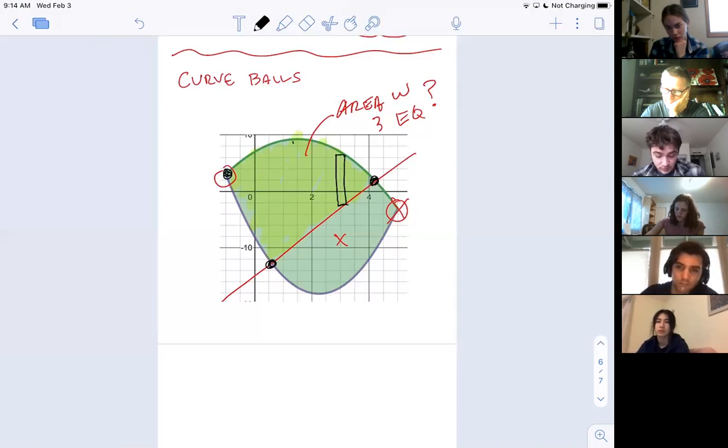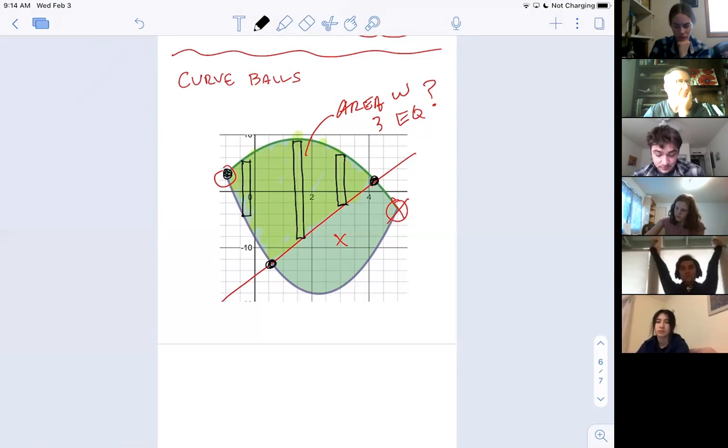I'm thinking it would still work. It would just be a little bit more complicated because you have 3 equations you're putting together.